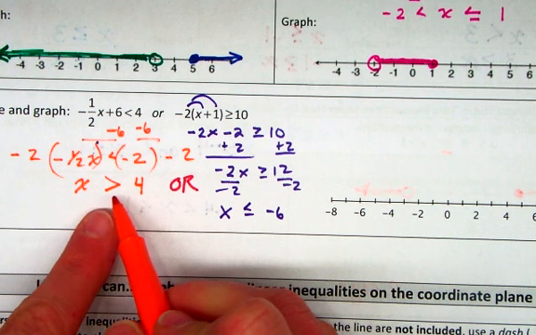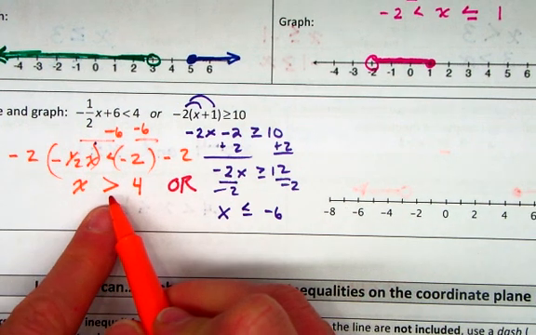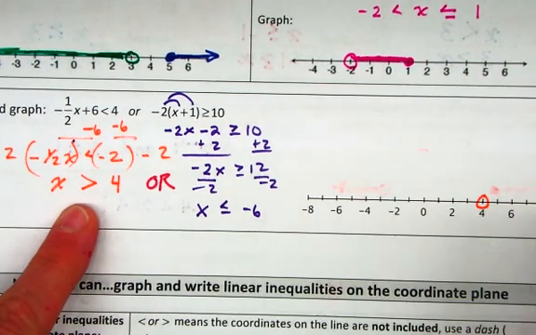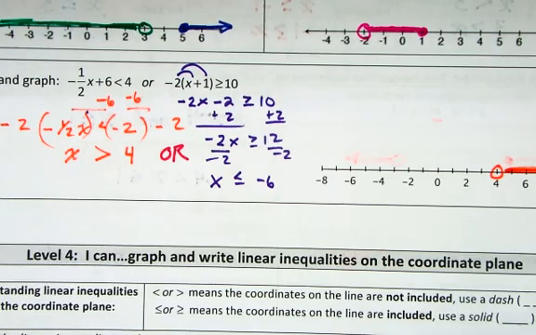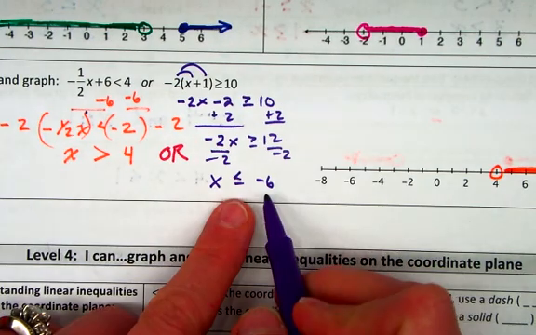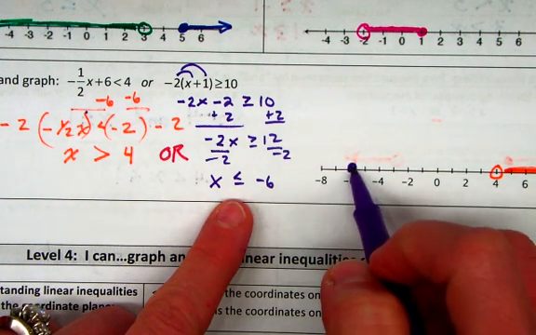Okay, so let's take a look at what this looks like on a graph. We have x greater than 4. Is that open or closed? Open, what way? To the right. And then for the purple part, is it open or closed? And then what direction? To the left.